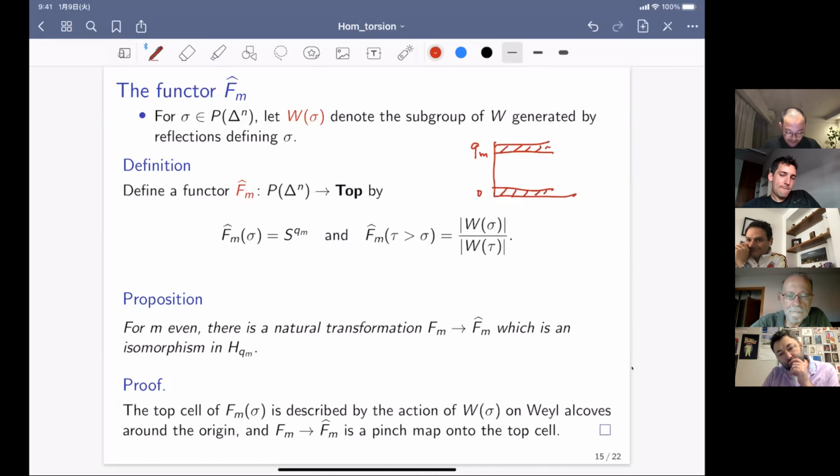And the proof is like this. The top cell of F_m(σ) is controlled by using the action of W_σ on the Weyl chambers around the origin. And using this control, we can define a natural transformation from F_m to F_m hat by a pinch map onto the top cell. And the naturality of this pinch map can be described by the action of the Weyl group on the Weyl chambers around the origin. And we get this natural transformation.